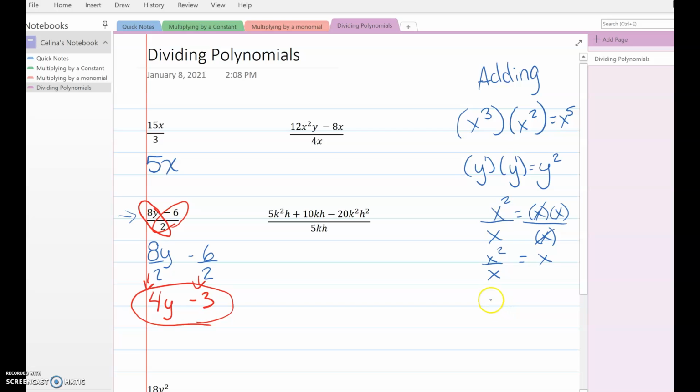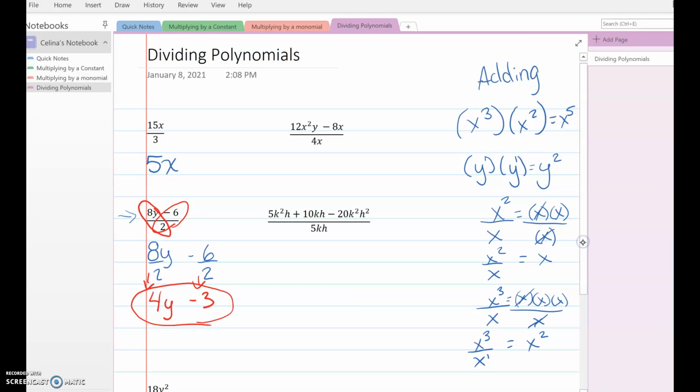If it was x cubed over x, we have 3 x's on top, and we have 1 on the bottom. So what we have left, once we cancel out what's the same, we have 2 x's on the top. So x cubed, take away an x, is 2. So we're taking those exponents and we're subtracting them.